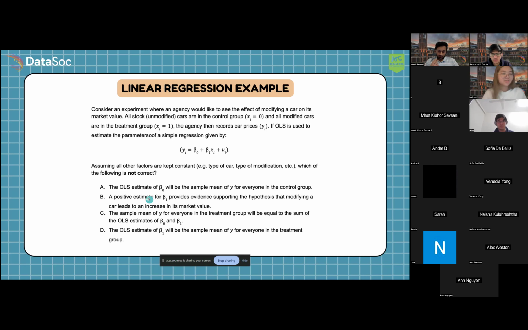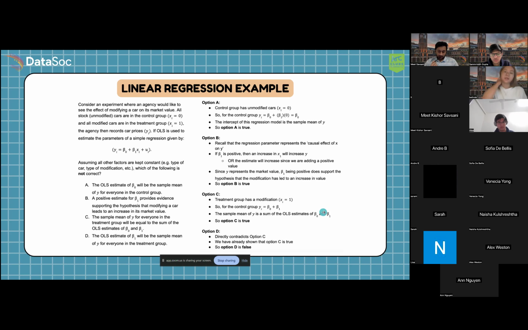Thank you, Lisa, for answering. Your answer is correct. I will discuss why that is so. Okay, so in option A, the control group has unmodified cars, x1 equals 0. So for the control group, y1 equals b0 plus b1 times 0, which equals b0, which is why it's only b0 here. So the intercept of the regression model is the sample mean of y. That's why option A is true.